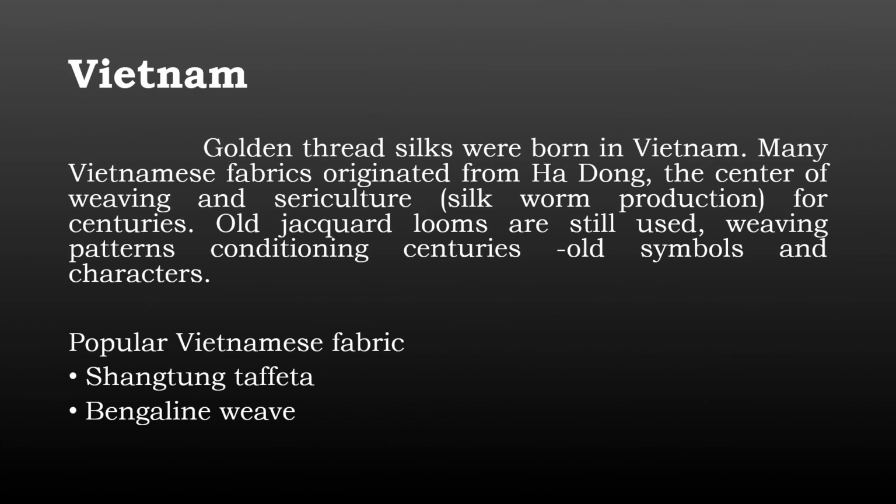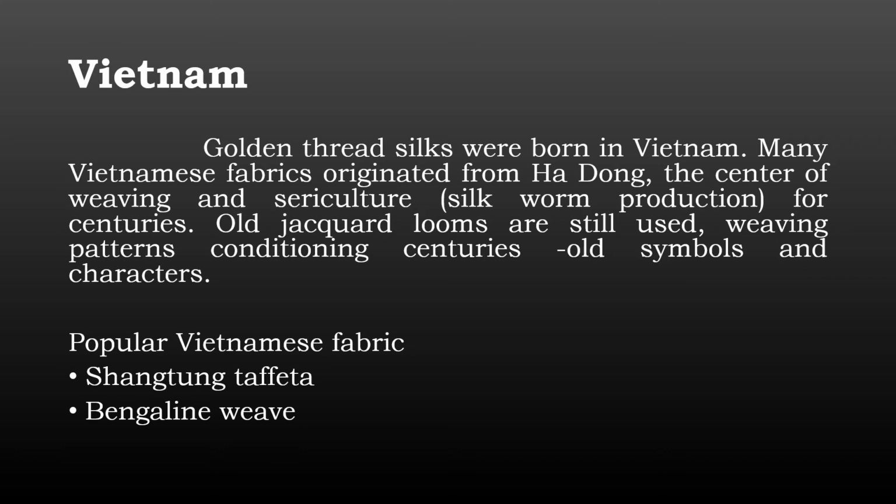Golden thread silks were born in Vietnam. Many Vietnamese fabrics originated from Ha Dong, the center of weaving and sericulture, or silkworm production, for centuries. Old jacquard looms are still used. Weaving patterns contain centuries-old symbols and characters.